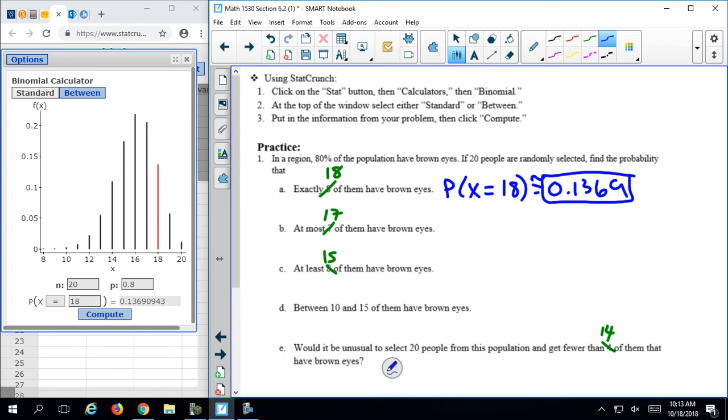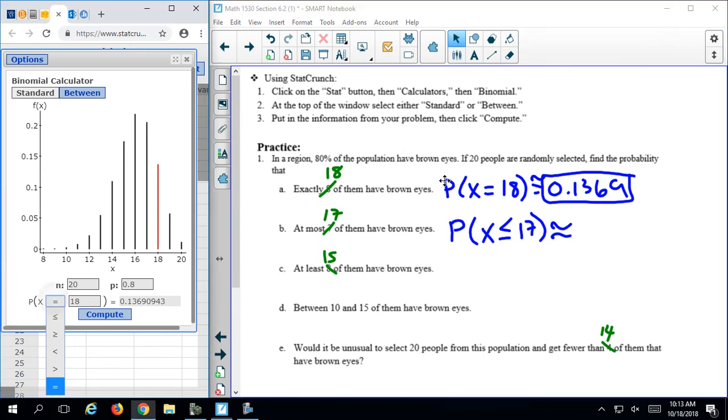Well, it's probably that at most 17 have brown eyes. What does at most mean? What symbol am I going to use here? Less than or equal to, right. The biggest it could be is 17, but it could be anything less. That's at most 17. So I'm going to change the symbol here to less than or equal to.